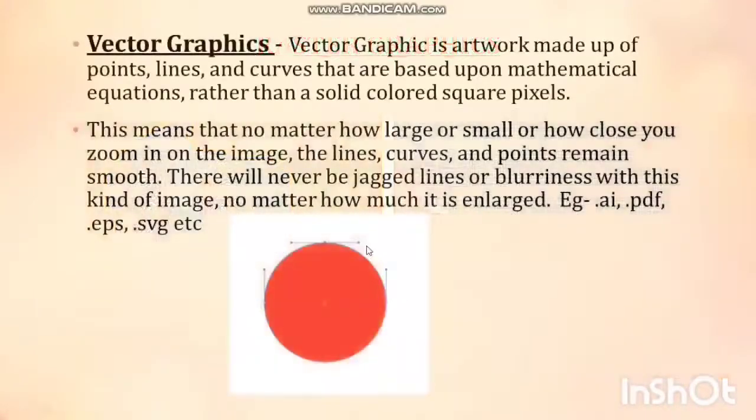Now let us proceed with the next one, that is vector graphic. Vector graphic is artwork made up of points, lines and curves that are based upon mathematical equations rather than solid colored square pixels. Raster graphic images are nothing but solid color square pixels, whereas vector graphics are based on mathematical equations and made up of points, lines and curves. This is the reason why this image is very clear when compared to raster graphics, because when you zoom into it, no matter how much you enlarge it, the image doesn't get blurry.